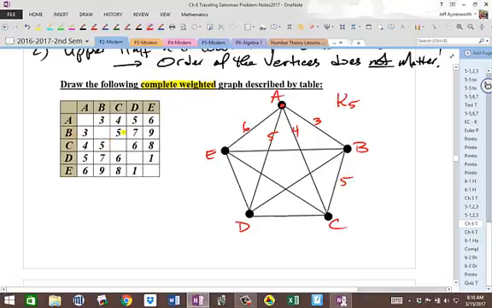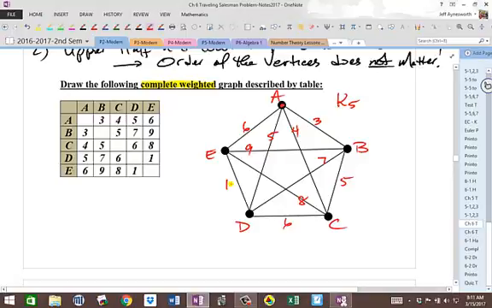And B to D is 7. And B to E, excuse me, I said it right. So B to E is 9, excuse me. B to E is 9, so I'm going to put 9 right here, BE. And lastly, we've got C to D is 6. And we've got C to E is 8. So this one's 8. And lastly, we've got D to E right here is weight 1.